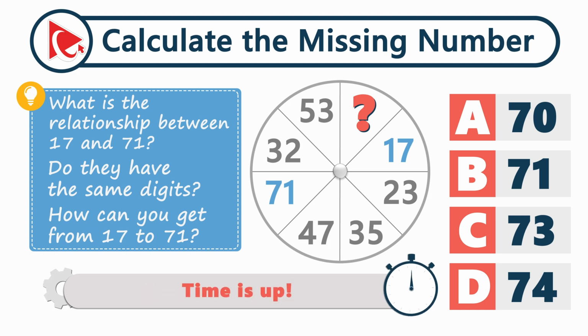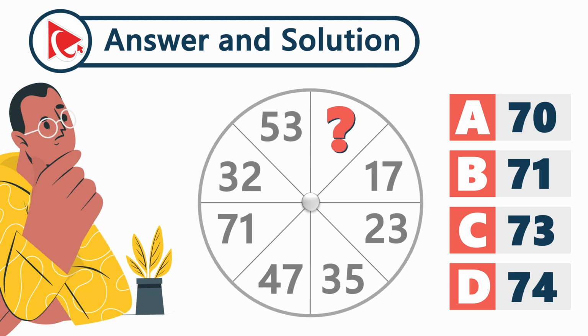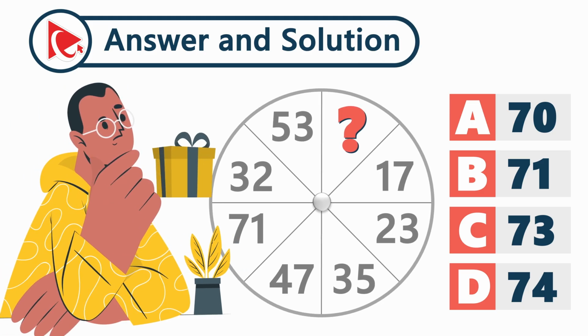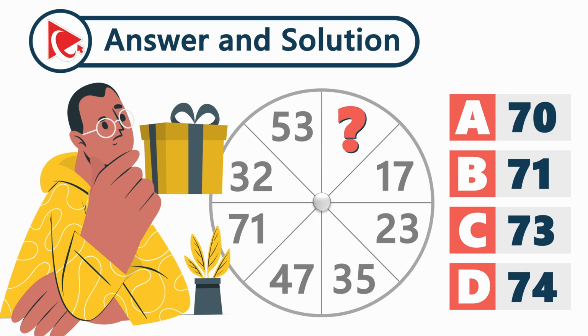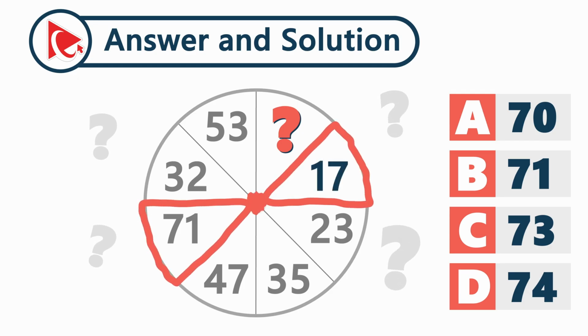Time's up. Do you have your answer ready? This game today is very tricky, but knowing how smart you are, I'm pretty sure you will be getting the prize, because the pattern here is really simple. Take a close look at the numbers on the opposite sides. What is the relationship between 17 and 71? I think you've got it.